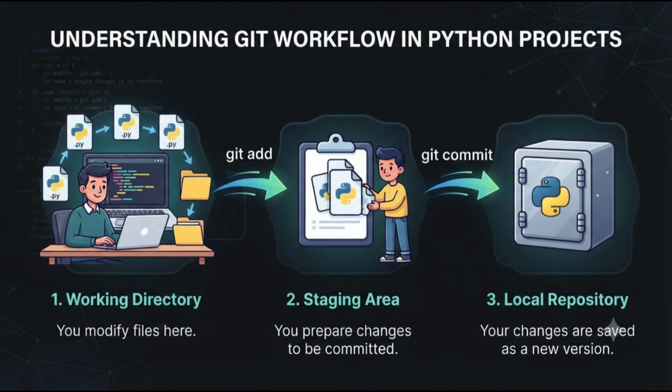Understand the workflow: working directory, staging area, and local repository. When you change a file, it's in the working directory. When you git add, you move it to the staging area, you're preparing it. When you git commit, you lock it into the repository as a saved version.